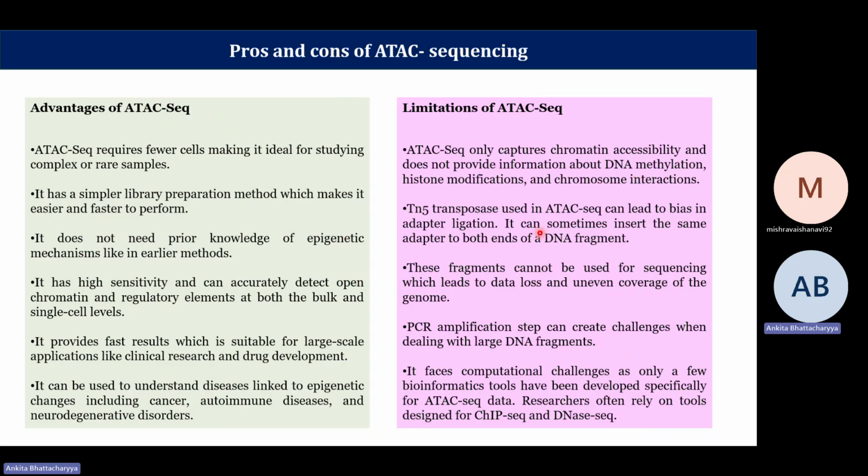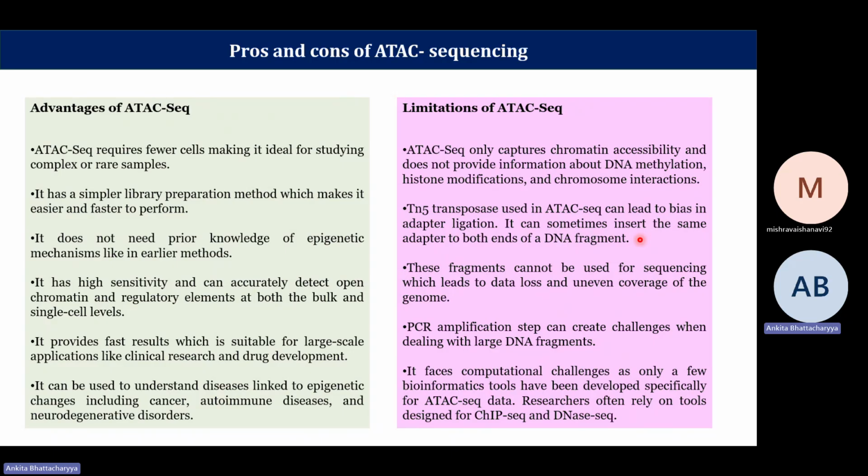Tn5 transposase, which is used in ATAC-seq, can also lead to bias in adapter ligation. Sometimes it can insert the same adapter. If you remember the i5 and i7, the same adapter may be inserted to both ends of a DNA fragment, and that would not be used. These fragments cannot be used for sequencing, which is why you're obviously going to lose out on a lot of data just because incorrect adapter ligation has been done. And that is also going to skew the coverage of your genome. It's going to lead to an uneven coverage of the genome.